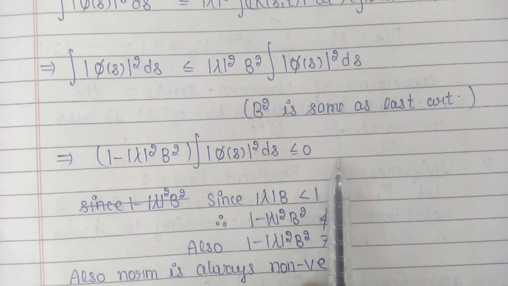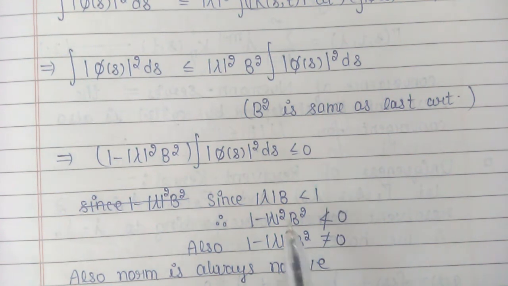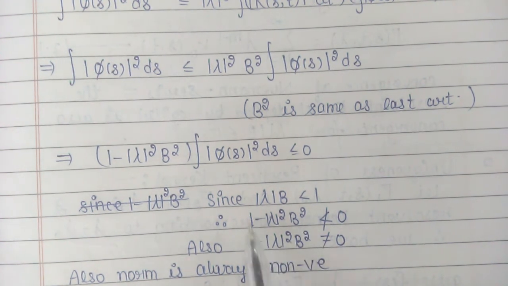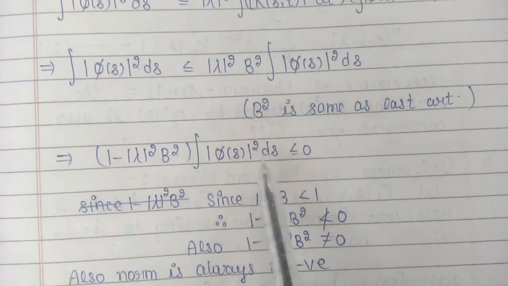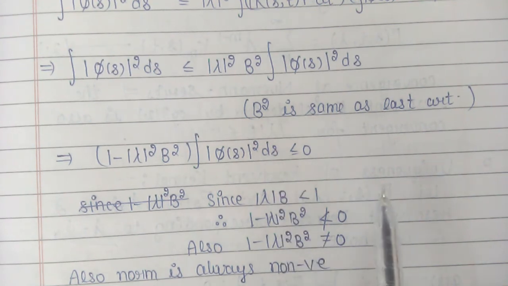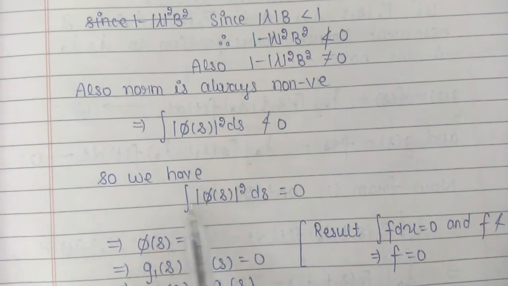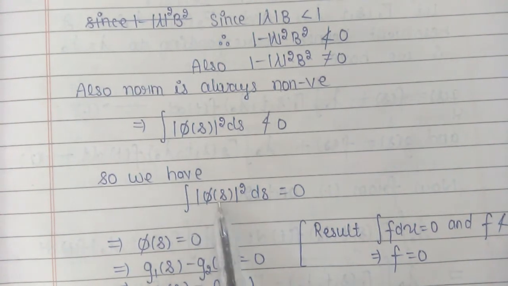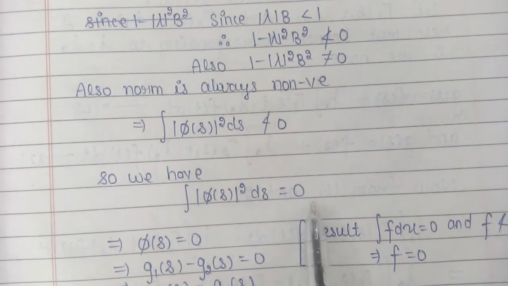Now in the condition of convergence we have studied that |lambda| b is less than 1, so this term cannot be negative, and also this term is non-zero. And also this is the norm of the function phi and its square, so the norm is also non-negative, so that cannot be negative. So the only possibility is that this term, integral |phi(s)| square ds, will be 0.